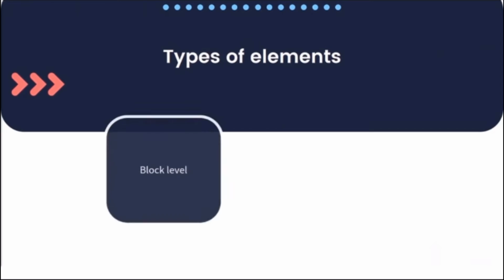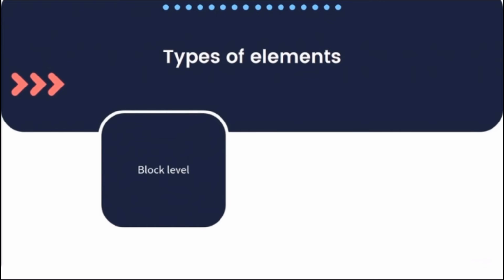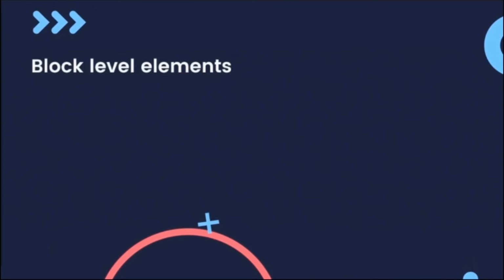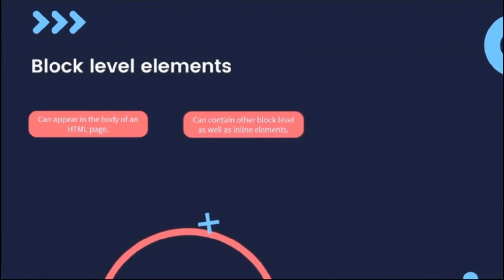Now, I did also mention that we have two different kinds of elements. Firstly, we have block level elements, and then we also have inline level elements. But let's dive a little deeper and unpack the two to distinguish the difference between each of them. When it comes to block level elements, there are some overlapping characteristics with inline level elements. The first characteristic here is that they can appear in the body of an HTML page. They can actually appear anywhere in the HTML document, but in most cases you tend to use them within the main body, the main content of your web page. And then they can also contain block level elements as well as inline level elements.